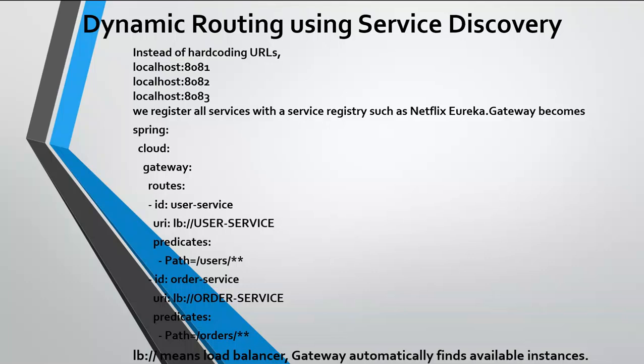The gateway automatically finds the available instances. What are the instances? We'll have multiple instances for the availability of the application, and based on this, it will find the up and running instance. So that is the work of the load balancer.